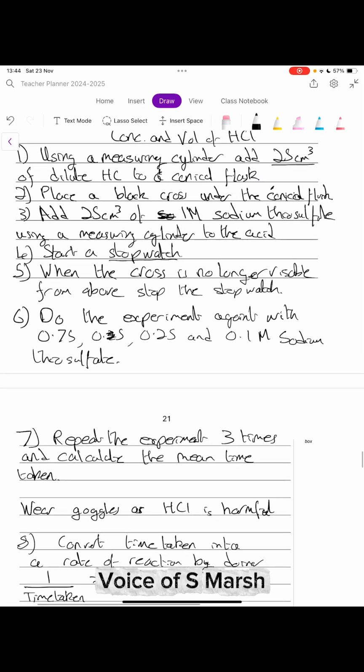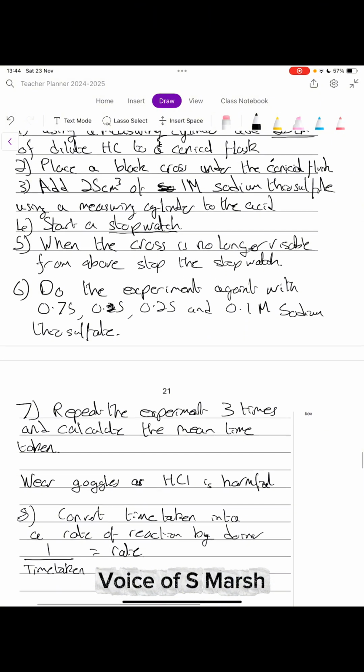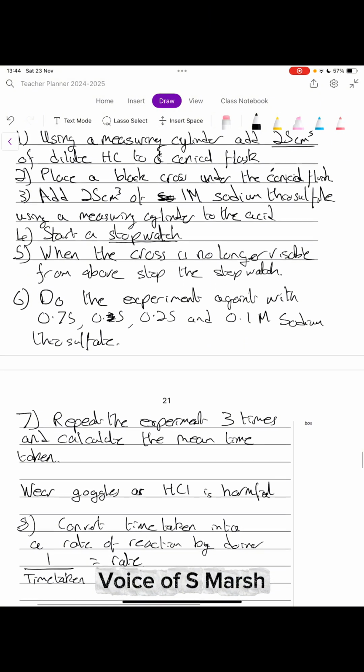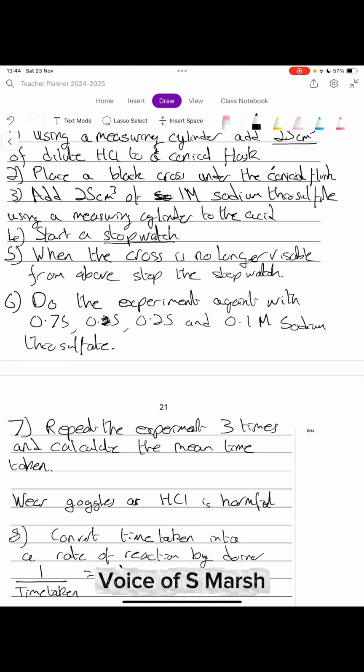If you have a method that's not going to give valid results, but has got some of the steps, you'd get 3 to 4. But if you've got something that only has a couple of valid points but isn't really a valid method at all, you might qualify for 1 to 2 marks.